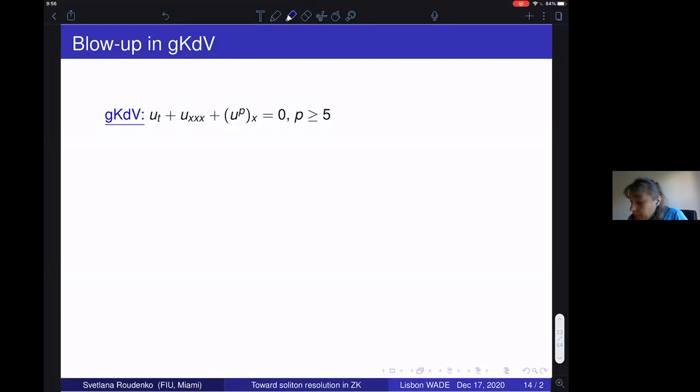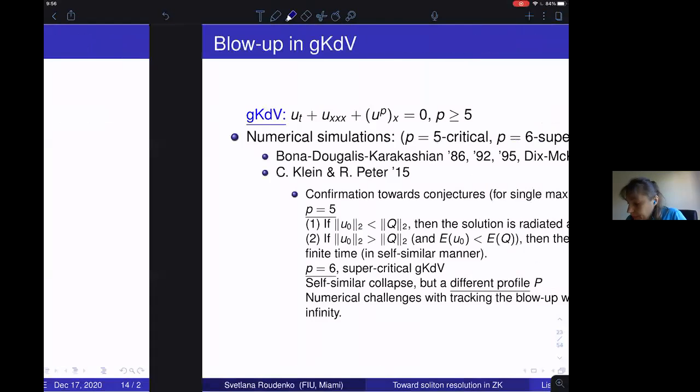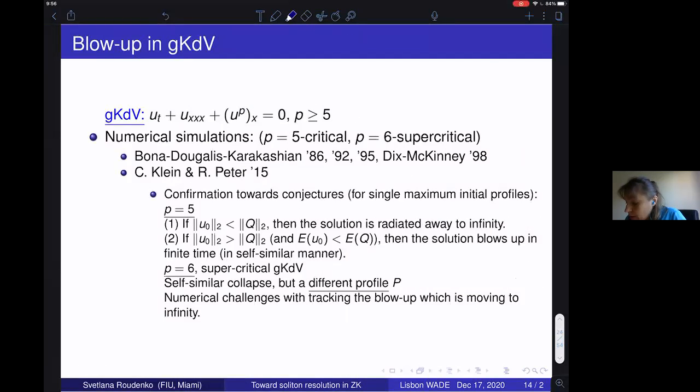And so the blow up was not known for a while, right? But it goes back to numerical works of Bona and collaborators, as well as Dix and McKinney. But that's back in the last century, where, although it's amazing that they were able to do some of the calculations, because unlike NLS, this is where the soliton is moving and it's blowing up on the top. One of the recent papers was by Christian Klein and his postdoc, where they exactly confirmed and showed some of the blow-up situations.